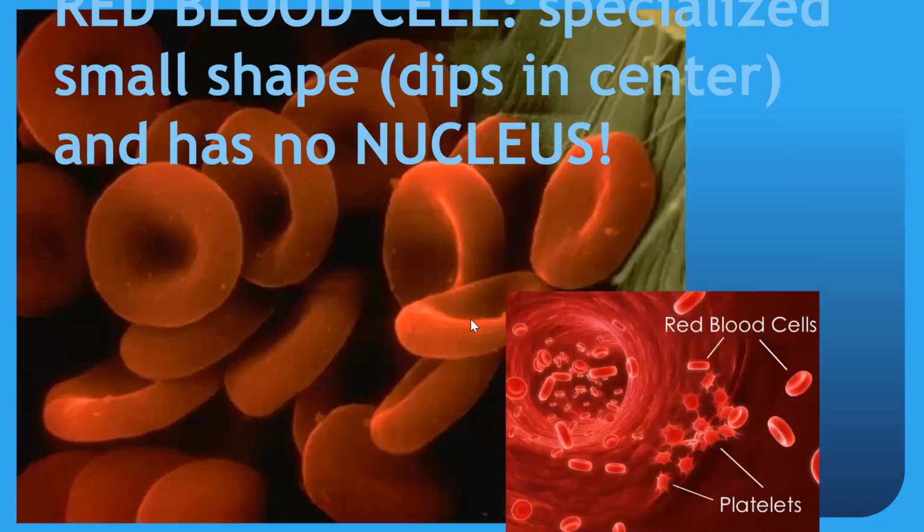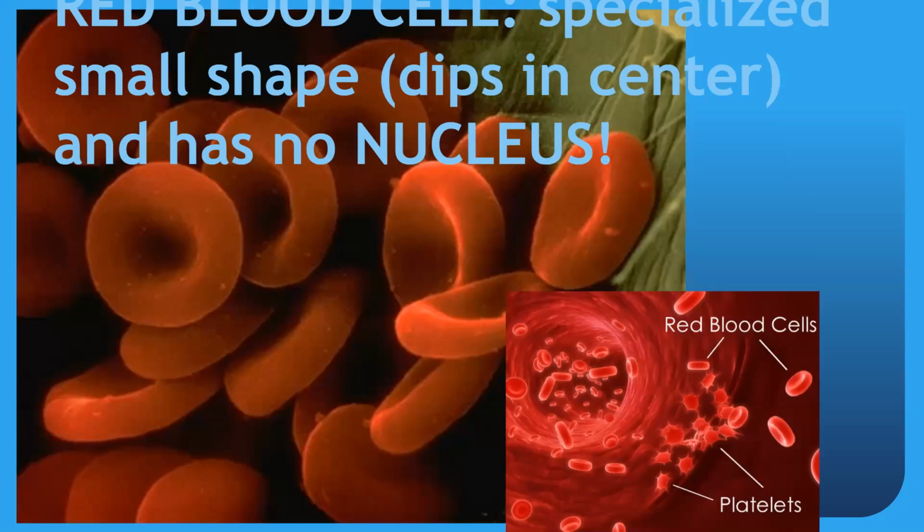So the next kind of cell is a red blood cell. These red blood cells are specialized to carry oxygen. They have small shapes or dips in the center. And they have no nucleus. But Miss Washington, I thought you said that all eukaryotic cells have nuclei.